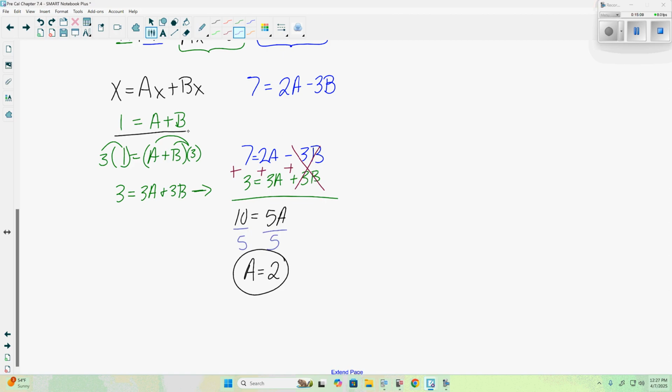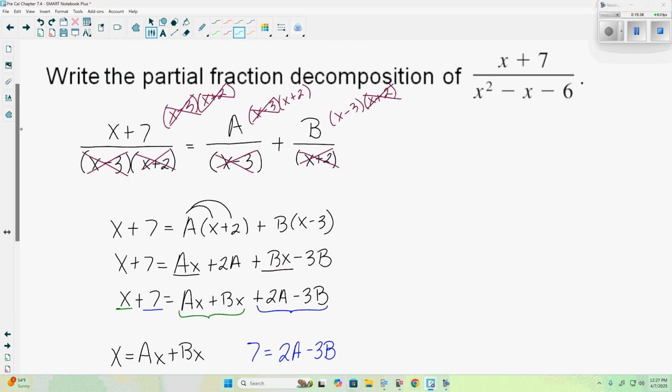To find b, we need to use one of our previous equations. Well, 1 is equal to a plus b. Well, what's a? 2. b is equal to -1. Questions on this here? All right, let's go back to the top.